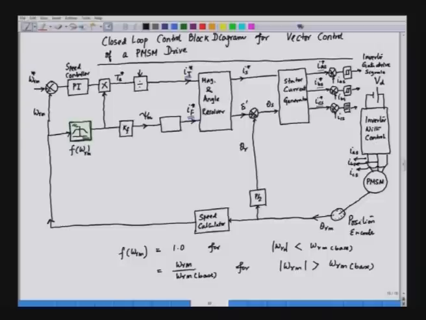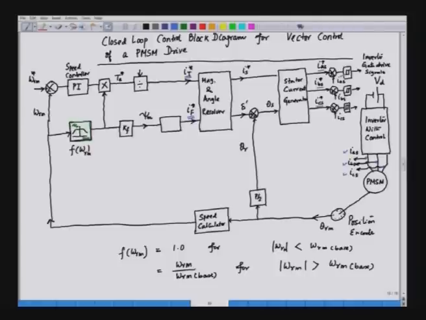We compare the reference current. These stars are actually the reference currents. I a s star, I b s star and I c s star are the three reference currents of the respective phases. They are compared with the actual currents, and the actual currents are obtained by Hall sensors. So, these are the actual currents I a s, I b s and I c s. They are obtained by having Hall sensors in the three phases of the stator of the PMSM drive. So, we sense I a s, I b s and I c s, and these are used for feedback purpose.